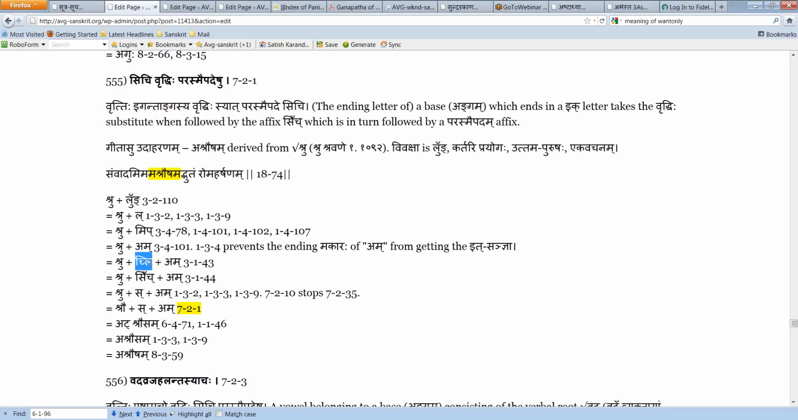Lakaro shishyate. Only the lakara remains behind. And then in place of lakara, the sakara comes. Sakara of sich comes in there. So actually, in place of the lakara of chili, I'm sorry, the sakara of sich is coming in there. Okay? So chile sich.